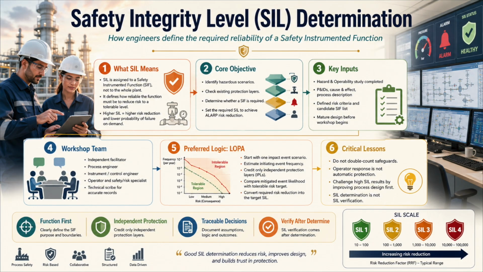The facilitator must be able to question assumptions, challenge safeguard claims, prevent dominant personalities from controlling the decision, and keep the team focused on the scenario being assessed. The technical scribe is equally important. Safety integrity level decisions depend on assumptions, frequencies, consequence descriptions, safeguard credits, and team judgments. If those details are poorly recorded, the result cannot be reproduced, verified, or defended.